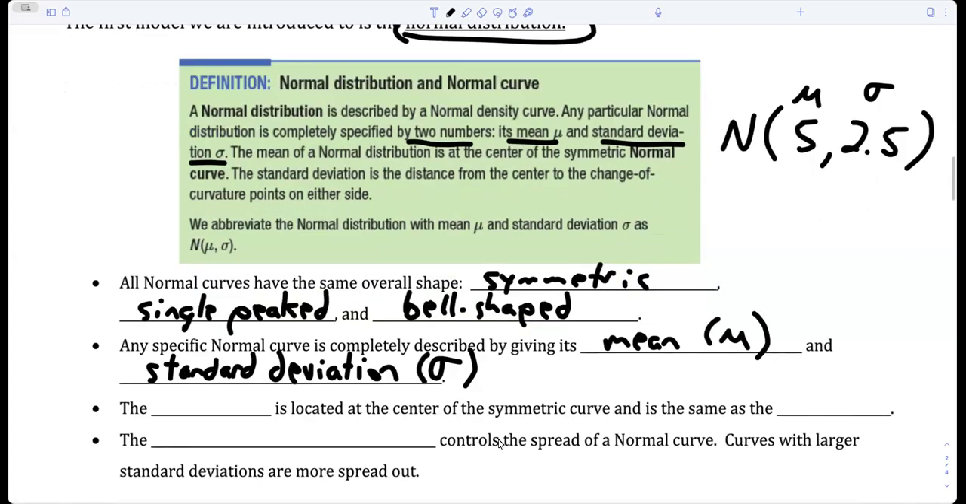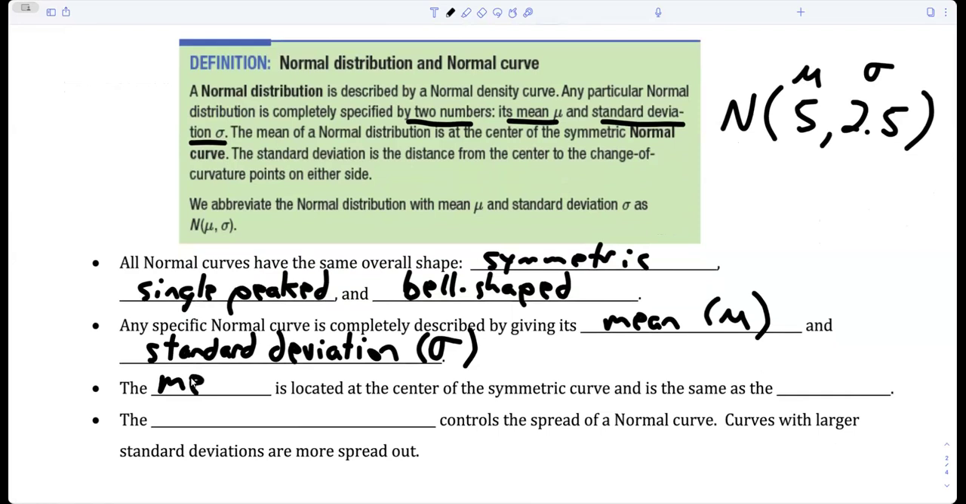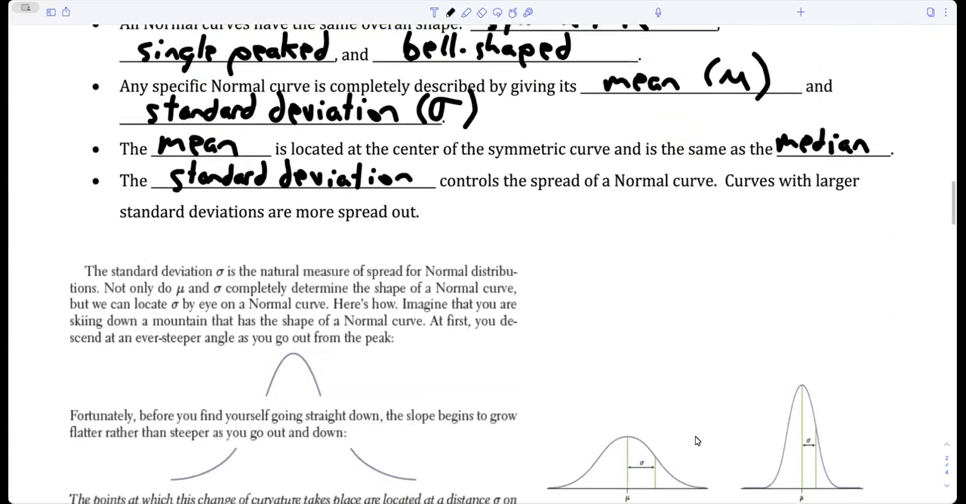The mean is located at the center of the symmetric curve and is the same as the median. Why are those two things the same? Because the distribution is symmetric, right? And the standard deviation controls the spread of a normal curve. Curves with larger standard deviations are more spread out.